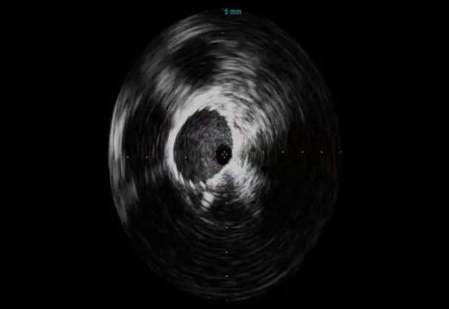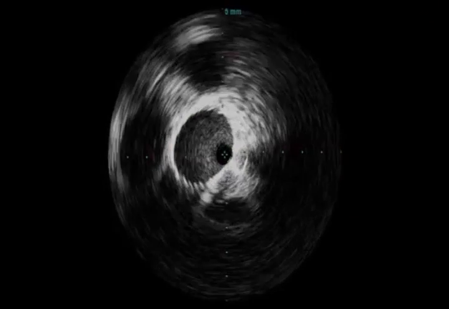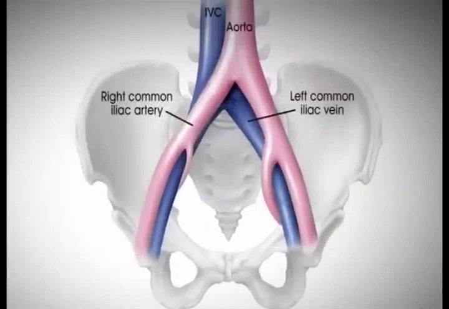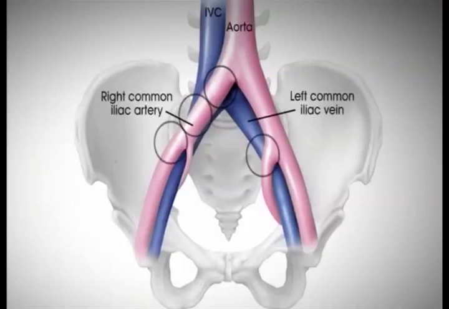And this is the one that most people know about, the right common iliac artery crossing the left common iliac vein. The one that people don't know about are the other 3 compression points that can occur. The point is there's 4 sites of compression that are common and unknown to most physicians. Most doctors know about the single lesion right there.